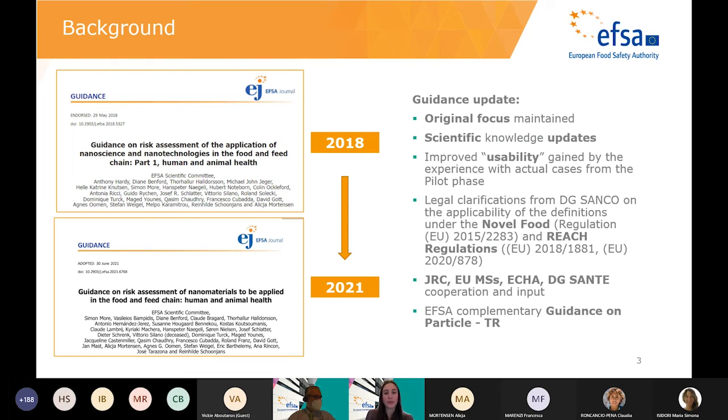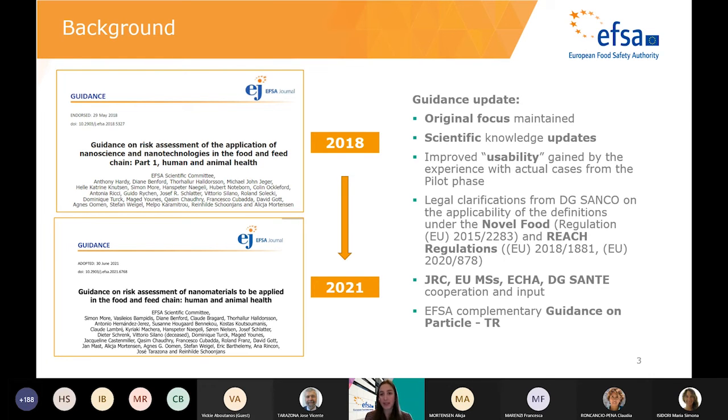Upon a request of the European Food Safety Authority, the Scientific Committee has undertaken a review of the guidance on risk assessment of the application of nanoscience and nanotechnologies in the food and feed chain, Part 1, Human and Animal Health, that was published in 2018. The revised version of the guidance was then published last year in 2021, and the updated version maintains the original focus, which is providing an overview of the additional and complementary information requirements that should be provided when dealing with risk assessment of nanomaterials.